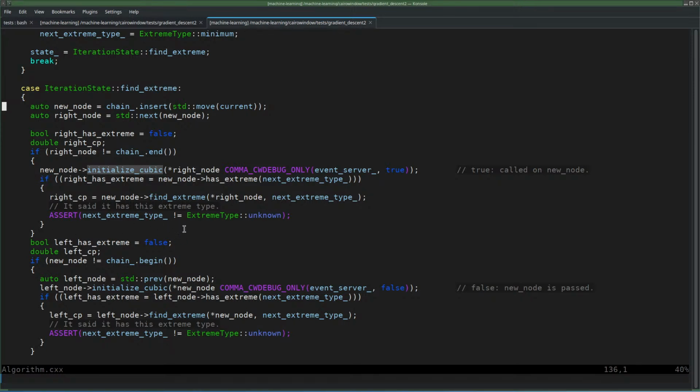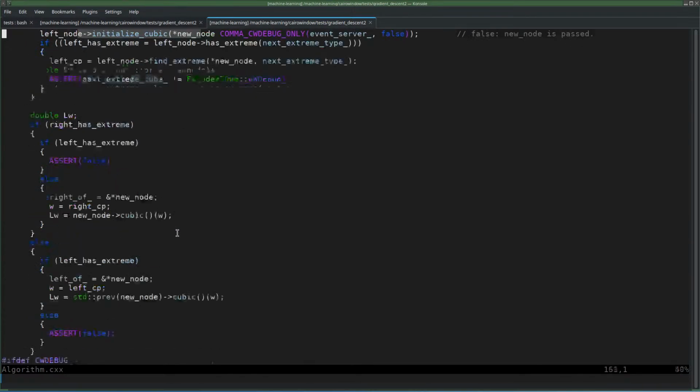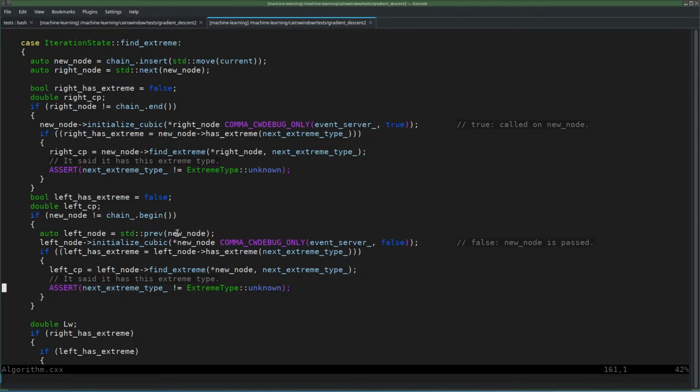We do stuff. And I also check that the new node is not the beginning, it's not the first one, so a previous one exists, which is 0. And also initialize the cubic between 0 and 2. Which also draws the cubic. So then we are where we were, if you can see that.